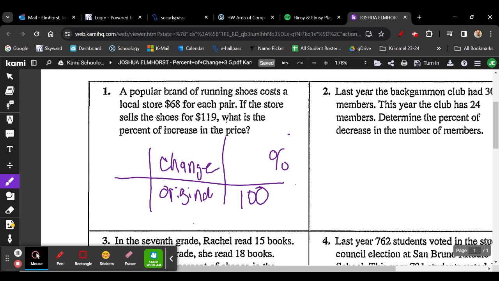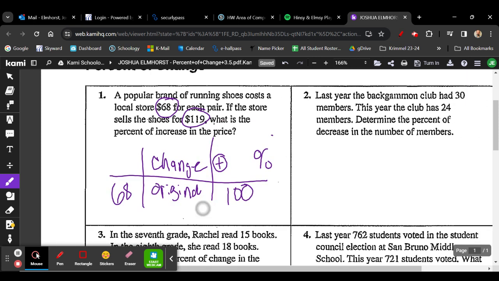So the original price was $68, and then the store sells them for $119. That's an increase, so we can do increase as the percent up, the markup. We have 119 minus 68, so it is a $51 markup.